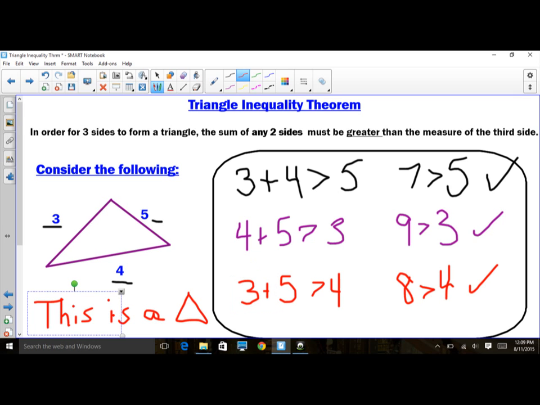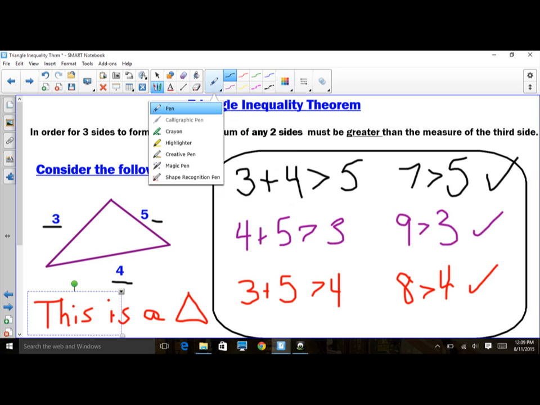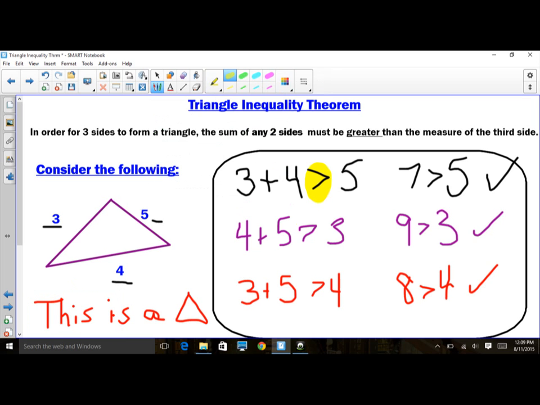Okay, please notice here, I'm going to get the highlighter tool out. You want to notice here that this inequality I'm using in all these cases is the greater than symbol, strictly greater than. It can't equal the other side, it has to be bigger.